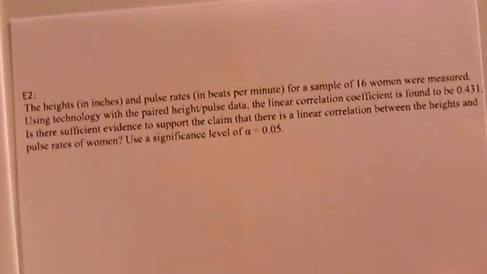Okay, now let's look at another one that's very, very simple. In this case, the heights in inches and pulse rates in beats per minute for a sample of 16 women were measured. Using technology with the paired height pulse data, the linear correlation coefficient is found to be 0.431. Is there sufficient evidence to support the claim that there is a linear correlation between the heights and pulse rates of women? Use the significance level of alpha equal to 0.05.